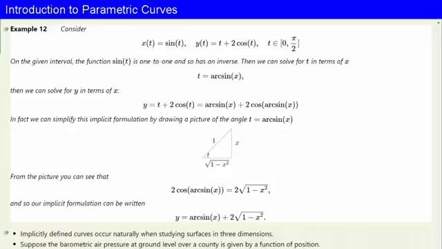Now, in fact, you can simplify this implicit formulation by drawing a picture of the angle t equals arcsine x. And from that picture, you can see that twice the cosine of arcsine x is just twice the square root of 1 minus x squared. So we actually get an explicit formula, y equals arcsine x plus twice the square root of 1 minus x squared.